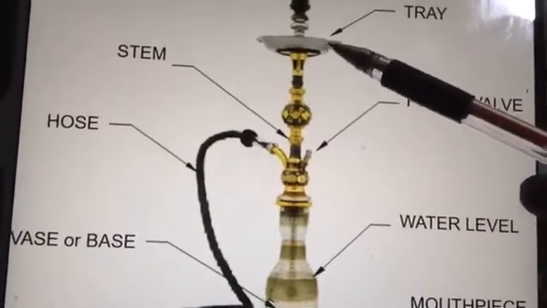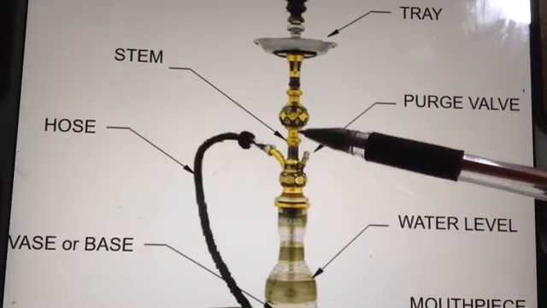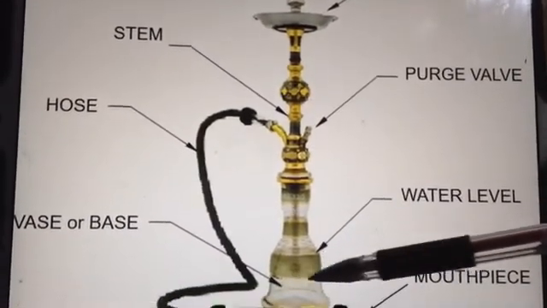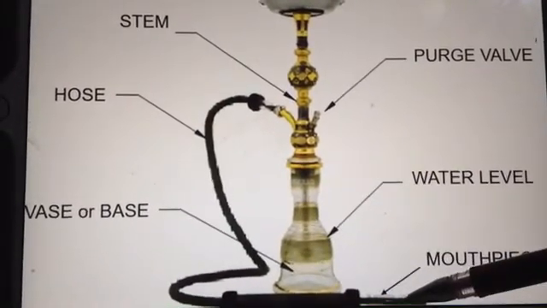This is the tree. This is the stem where the smoke is passing through. This is the base, and this base contains water. This is the mouthpiece.